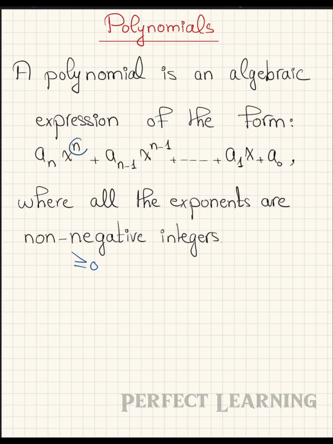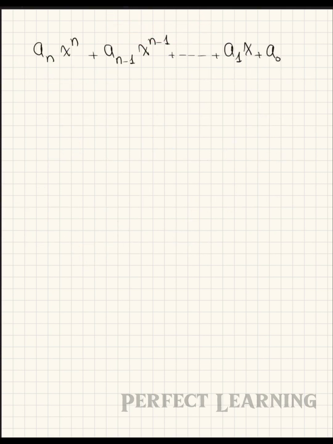So all the exponents must be greater or equal to 0, and a_0 could be thought of as a_0 times x to the power of 0, so the condition is satisfied. Before giving examples of polynomials, I would like to add some vocabulary.